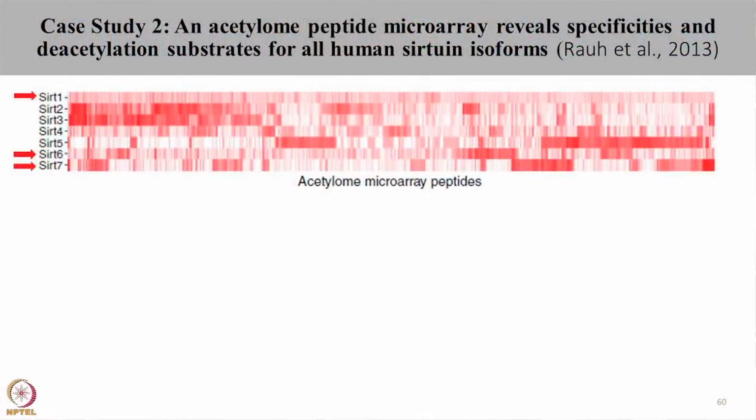Sirtuin 1, 6 and 7 locate at the nucleus. However, when you look at the target peptides, there is a specific pattern of preference of these peptides for sirtuin 6, 7 and 1. If you look properly at sirtuin 6 and sirtuin 7, a specific deacetylation pattern is seen, which signifies that these two isoforms have their specific targets, whereas sirtuin 1 shows a nominal activity across a wide range of substrate in the nucleus.